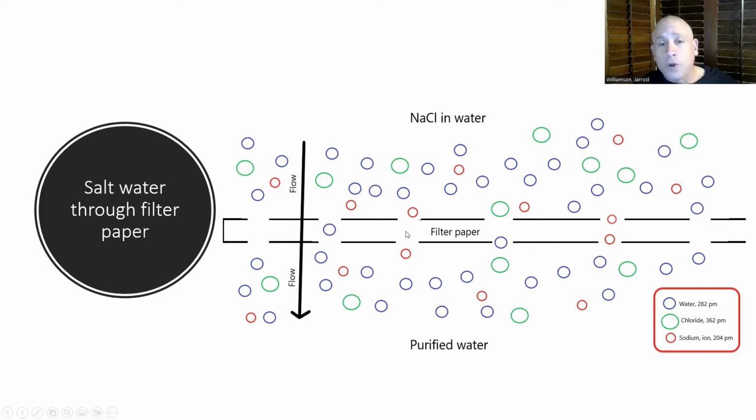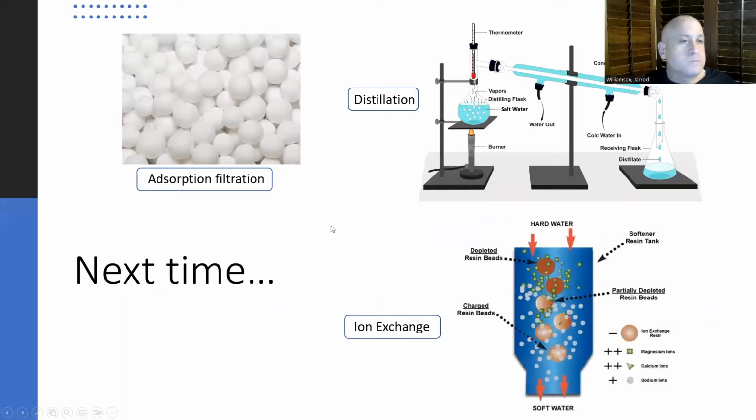Here I can see the water molecules going through as it flows this way. These sodium ions, being smaller than water, of course are going to go through, because if the pores are large enough to let water through, then sodium, being smaller, will go through. The chloride ions are also able to go through because they're close enough to the size of water that they'll make it through too. So that's pretty much how filters and filter paper work.